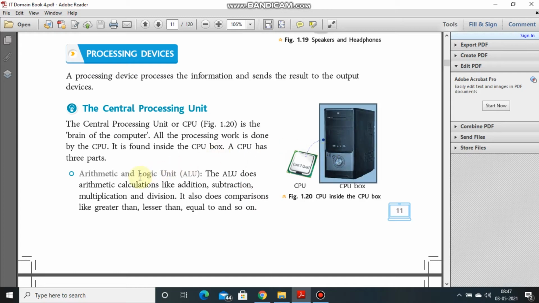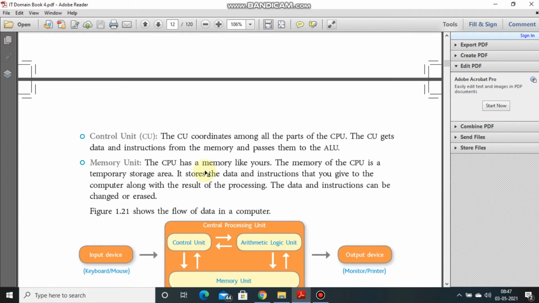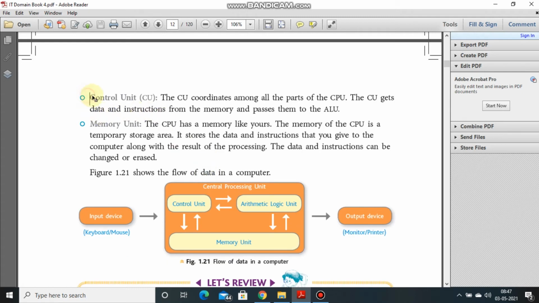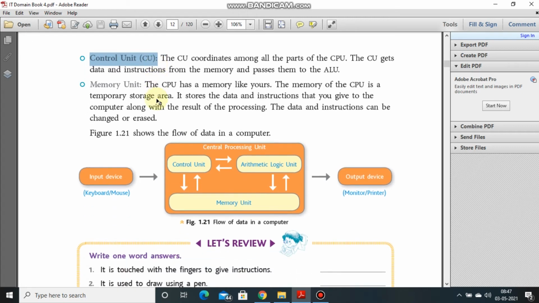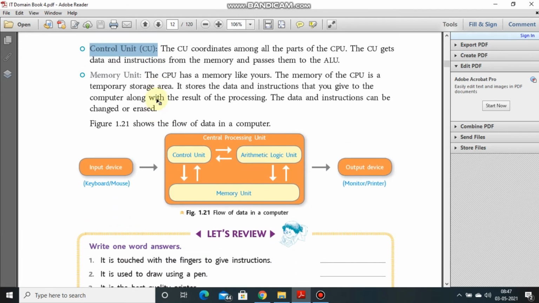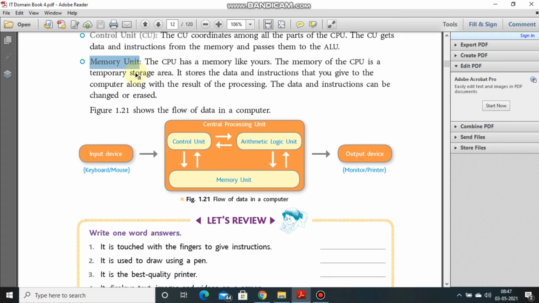What are different parts of CPU? The ALU, which performs the calculation. The CU, that is control unit, performs the controlling part, actions, coordinates between the different parts of the computer. And the memory part, which stores the content.